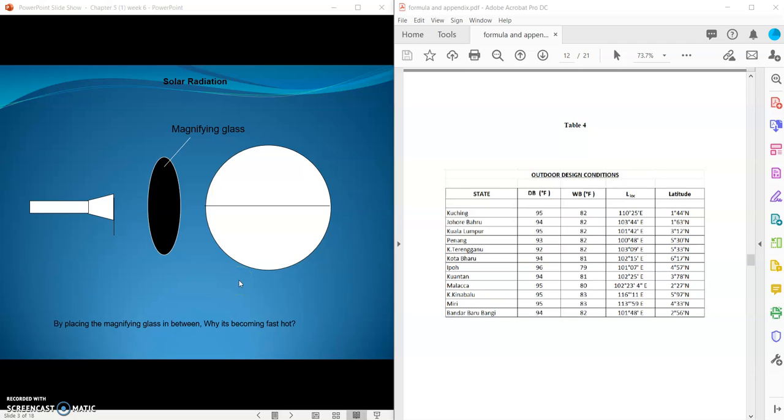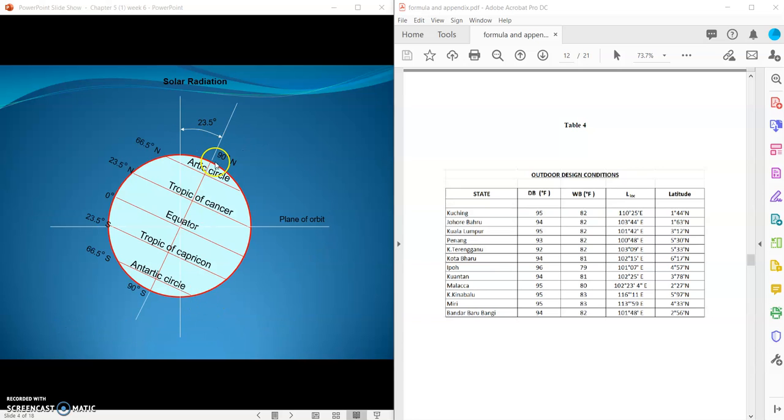This is another example of an experiment. We did this experiment during our primary school. By using a magnifying glass, we can focus the sunlight or the radiation. Of course, using the magnifying glass, it becomes hot fast because the light becomes more concentrated.